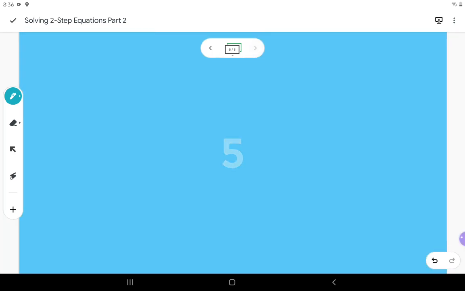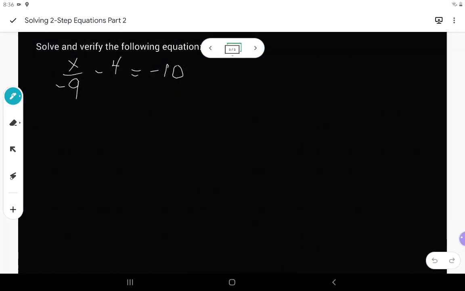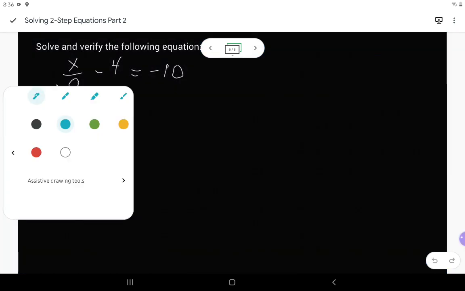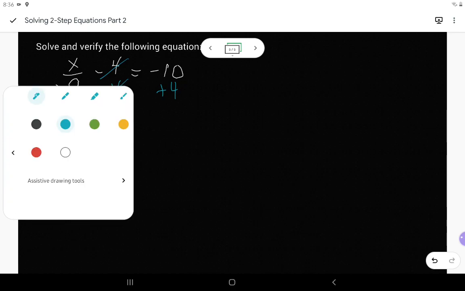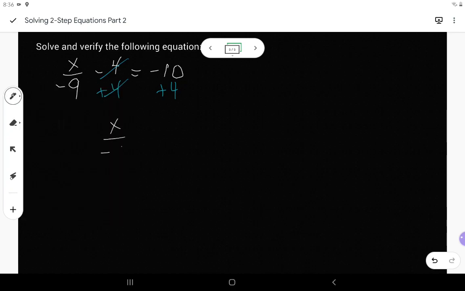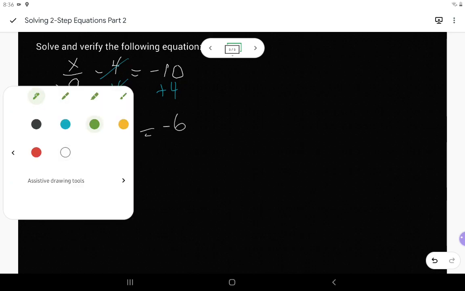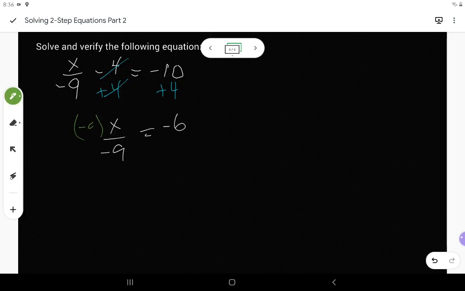Okay, last one. I've got x over negative 9 minus 4 is equal to negative 10. I'm going to add 4 on both sides to cancel that out. We get x over negative 9 is equal to, on the other side, negative 6. Then I'm going to multiply both sides by negative 9 so that the negative 9's cancel. I'm left with x is equal to negative times negative is positive, and 6 times 9 is 54.